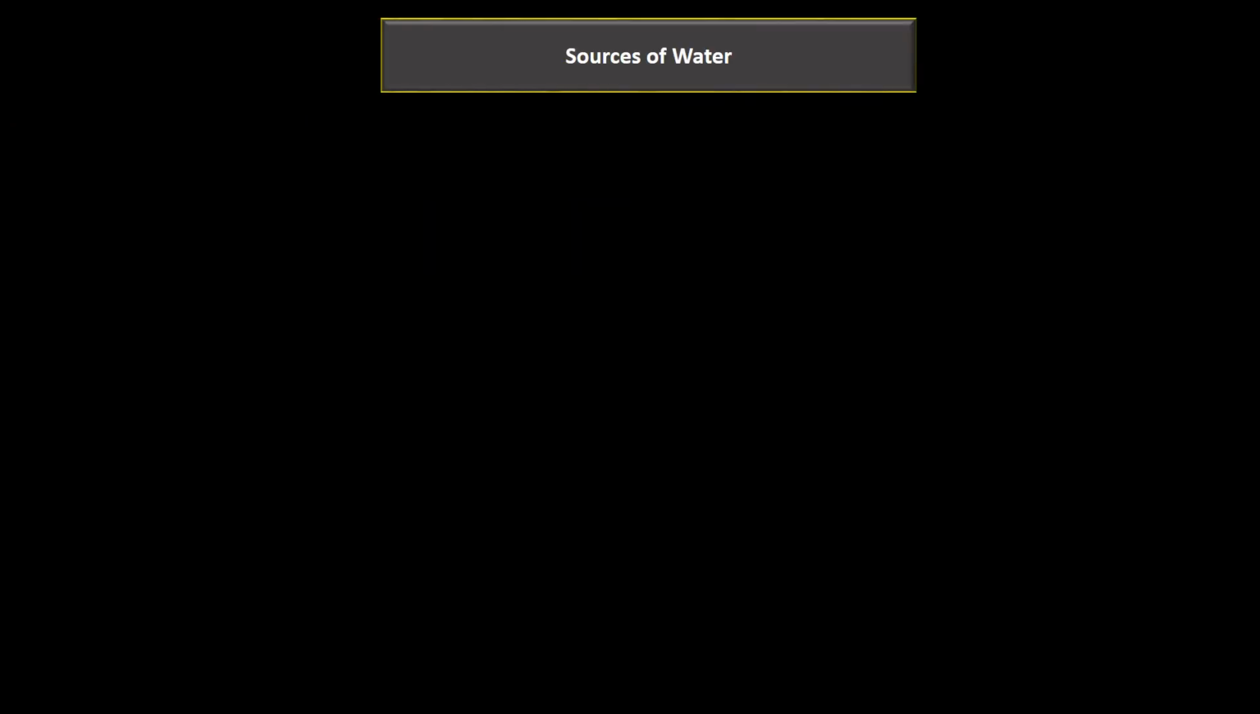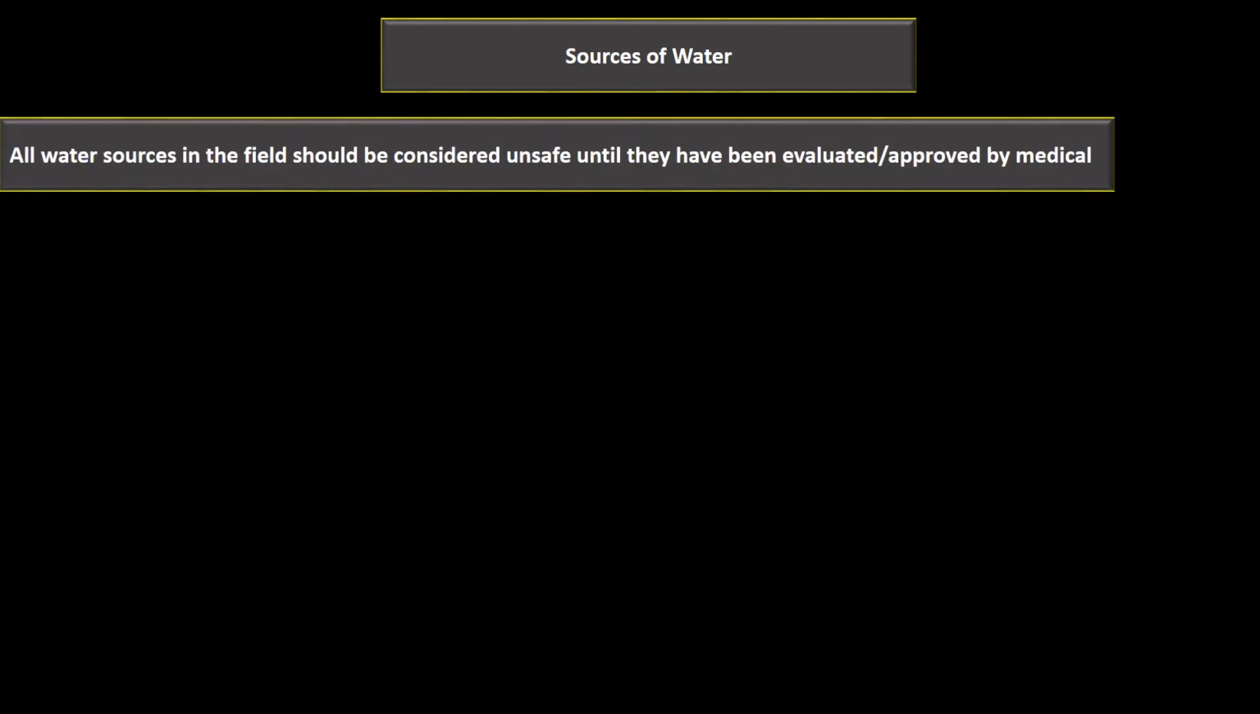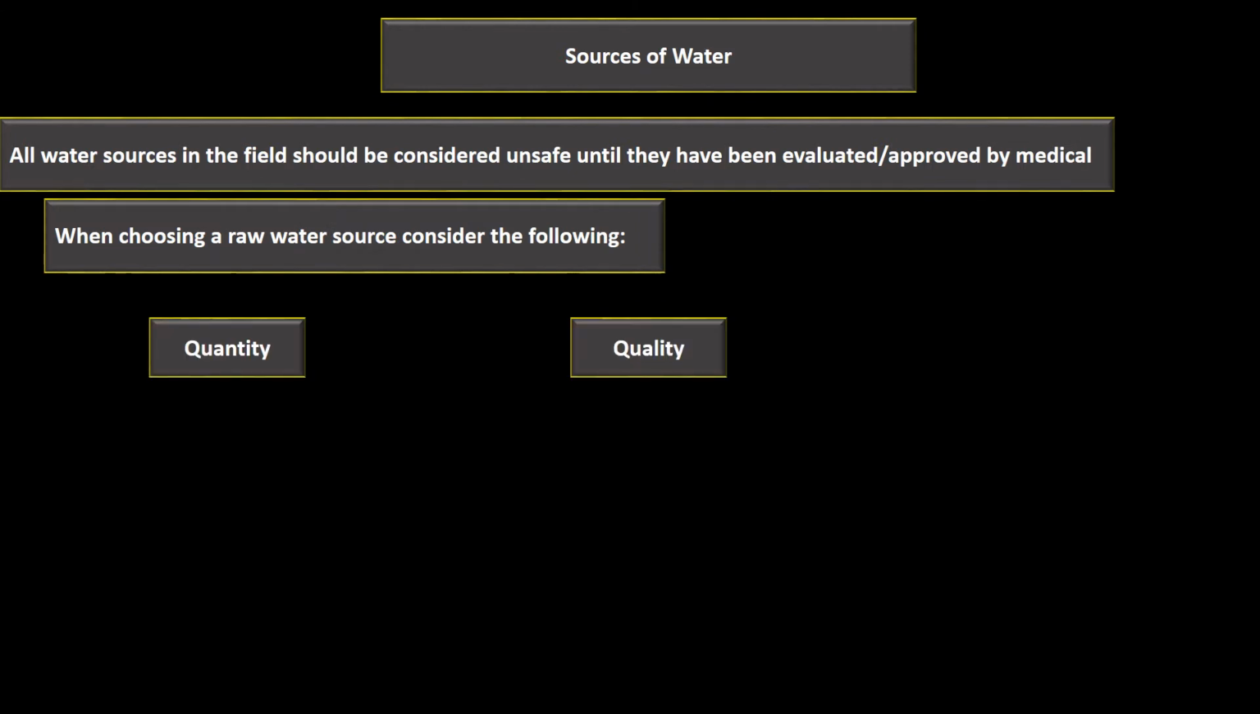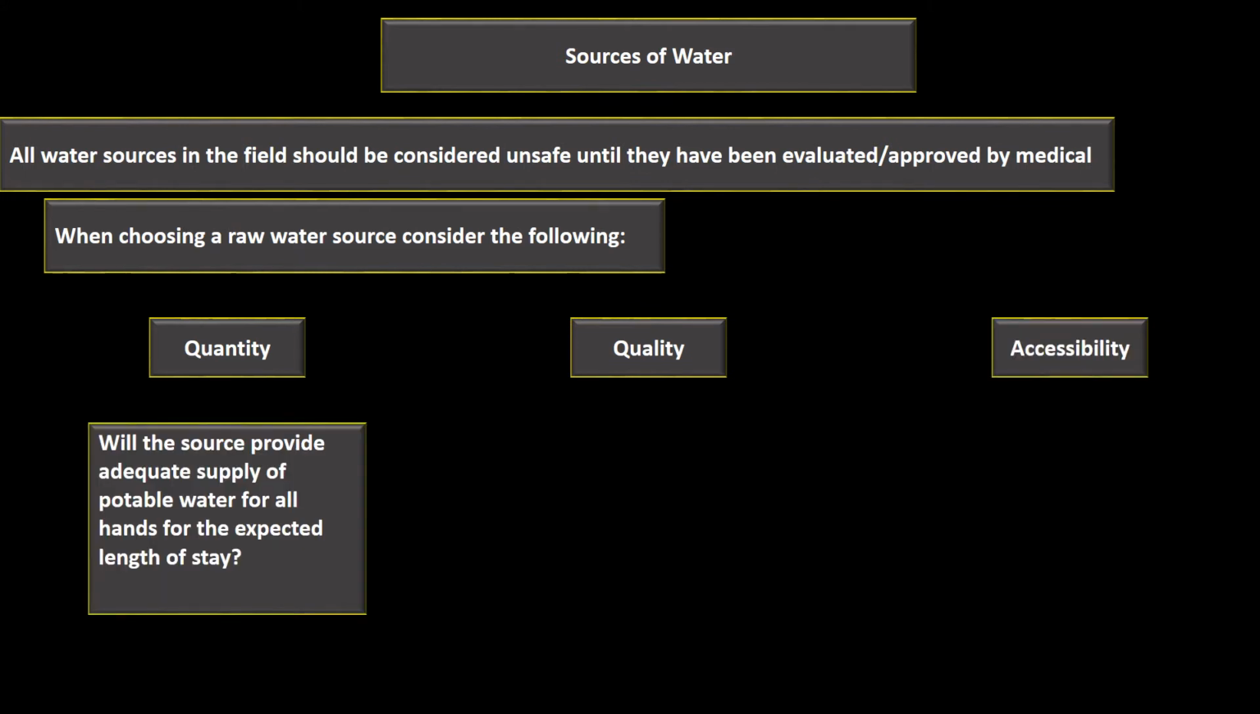Sources of water, where we can pull water to get it ready for consumption, to make it potable. All water sources in the field should be considered unsafe until they've been evaluated and approved by medical. Medical's got to give the go-ahead before we consume any water that's sourced in the field. When choosing a raw water source, we've got to consider the following: the quantity, the quality, and the accessibility.